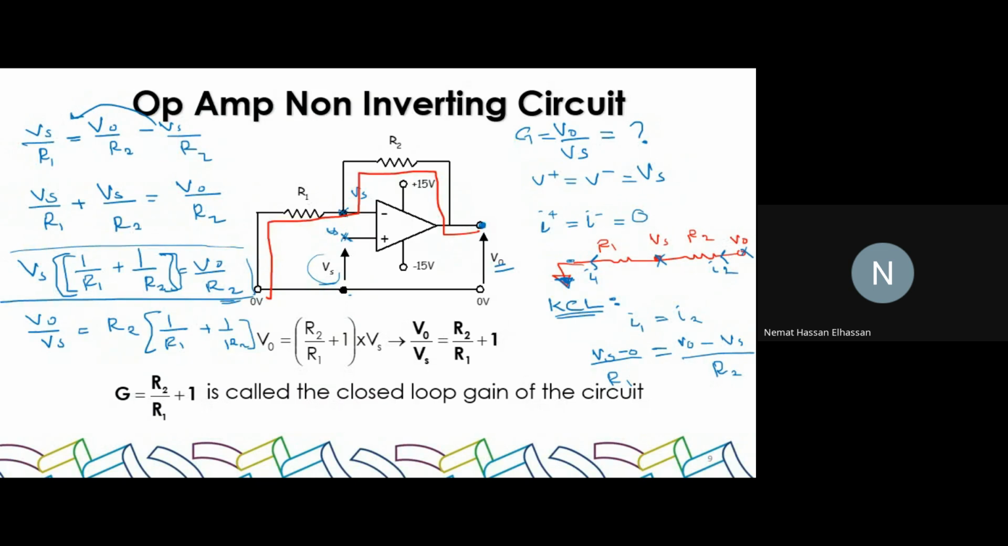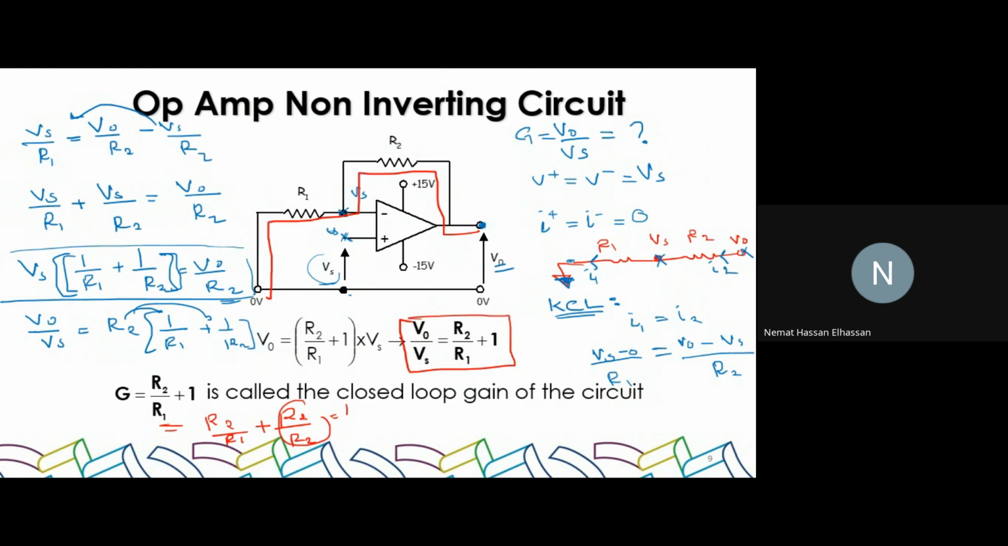Okay. Let's now take this R2 and expand. So this is equal to R2 over R1 plus R2 over R2, which is equal to 1. So this is what we have. Make sense? So the gain, or the transfer function, is R2 over R1 plus 1.